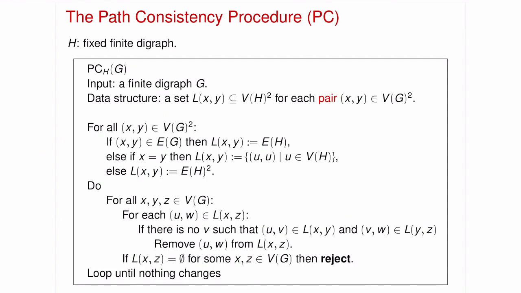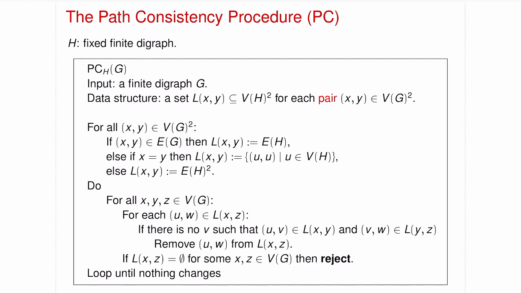Now it's the time to look at the pseudocode of the path consistency procedure. Let's fix a finite digraph H. The path consistency procedure depends on H. The input of this procedure is a finite digraph G. We would like to know, is there a homomorphism from G to H? The data structure that we maintain for this task is a list of pairs of vertices of H for every pair of vertices of G.